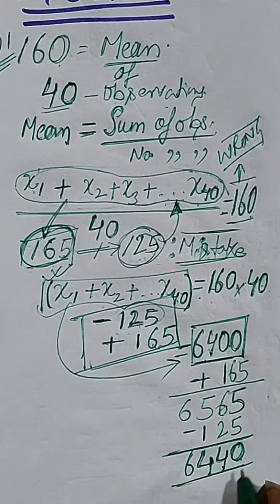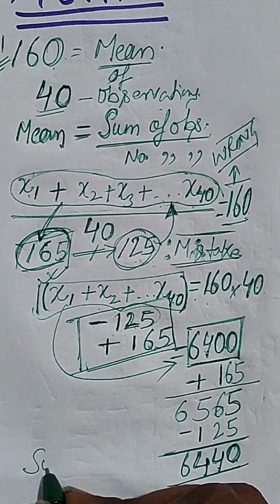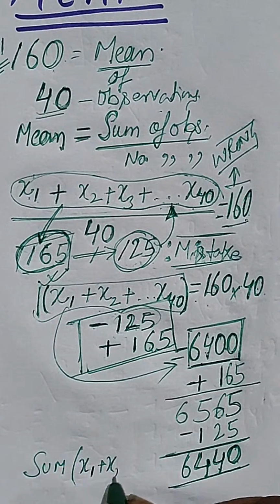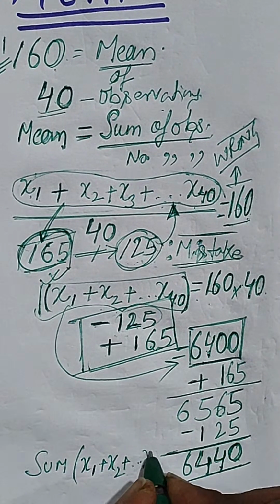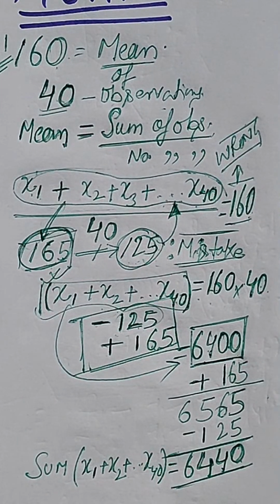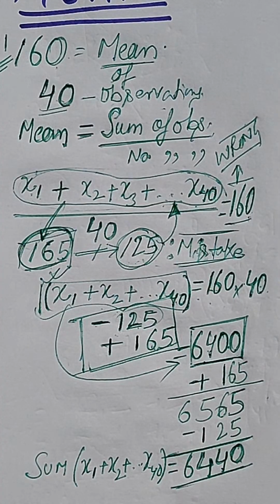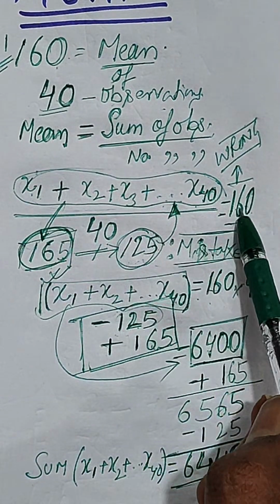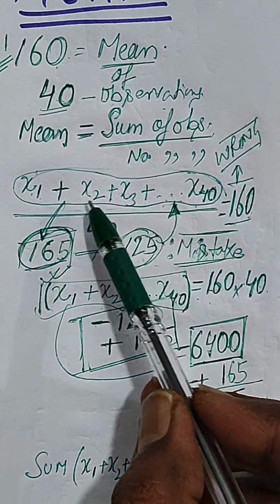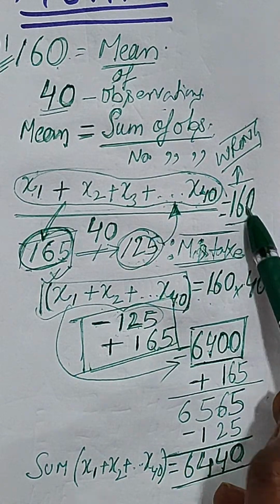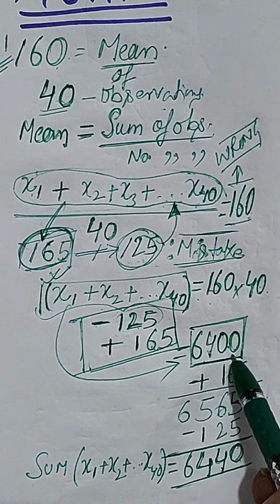6440 is the actual sum of 40 observations, that is x1 plus x2 plus dot dot dot till x40. So this is coming as 6440. You got it? What we did: we know the sum of observations divided by the number of observations is the mean. So we find the sum of observations by multiplying 40 with 160, right? So this will give you 6400.